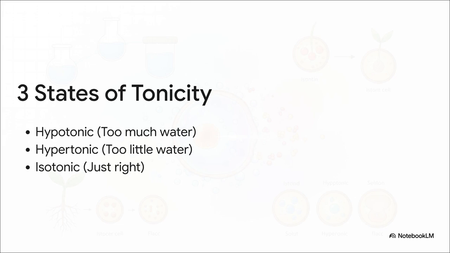Think of it kind of like the biological version of the Goldilocks rule. In a hypotonic environment, there's way too much pure water outside the cell, so water just rushes in. Now, in a hypertonic environment, like our salted vegetables, there's too little water outside, so the cell's water rushes out to dilute the salt. But what every living cell constantly seeks is that 3rd state, isotonic. This is the just right environment, where the water potential inside and outside the cell is perfectly balanced and water just moves back and forth at an equal, harmonious rate.